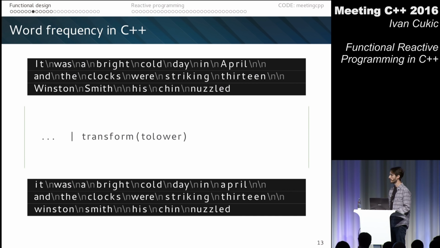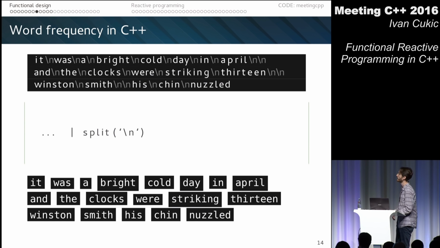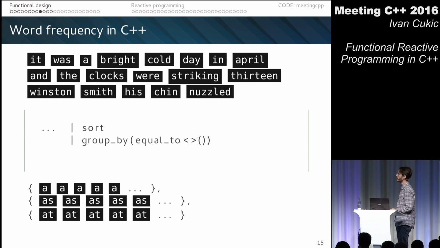Now we do the actual work. So we can split, using the \n, the new line, as the splitter. Obviously, we need to ignore the empty results, the empty strings, since we can have consecutive \n's. And we will get a list of words, or a range of words, to be more precise. The next step, then, we can sort them and group them. So when we sort them, all the same words will be grouped in the original range.